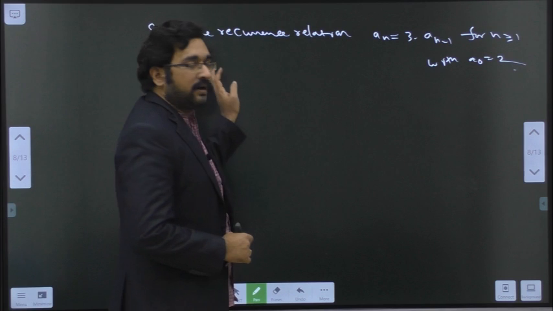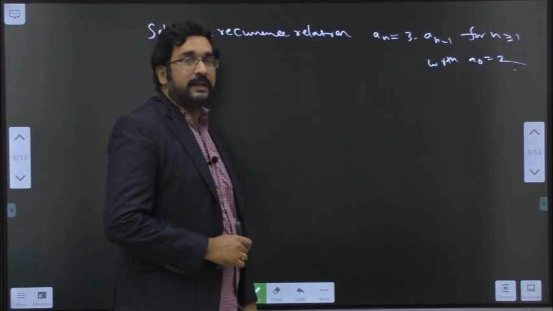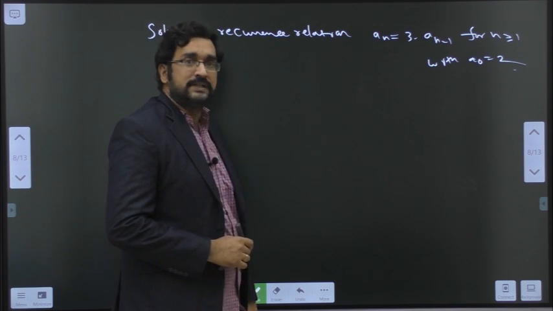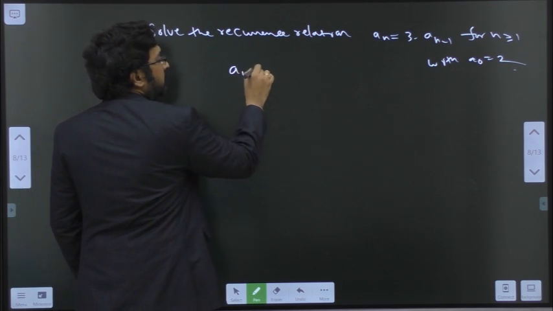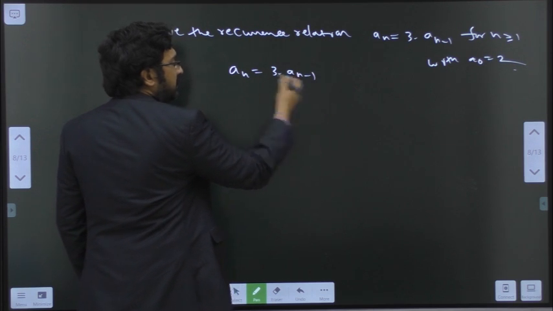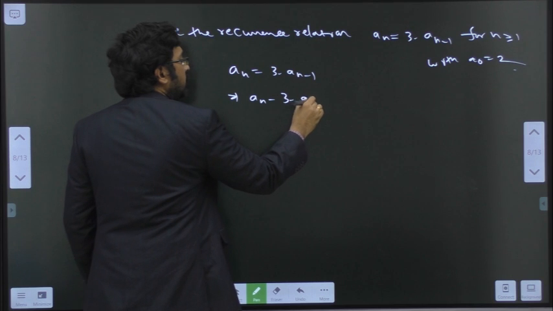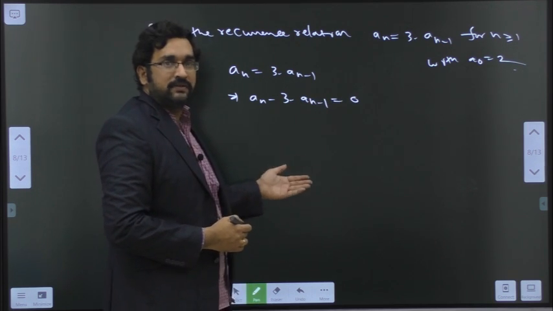So now we are going to solve the linear recurrence relation a_n equals 3 into a_(n minus 1) for n greater than or equal to 1, with the initial condition a_0 equal to the given value, using generating functions. So first consider the given equation a_n equals 3 into a_(n minus 1). Take the right hand side to the left side, that implies a_n minus 3 into a_(n minus 1) equals 0. Multiply both sides with x power n.